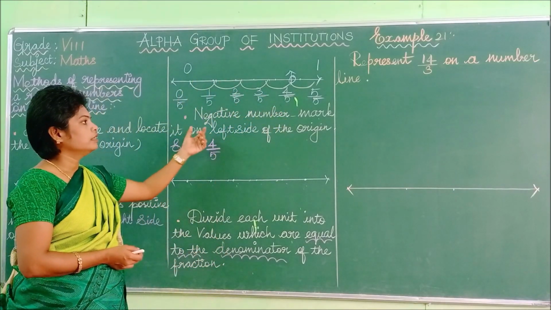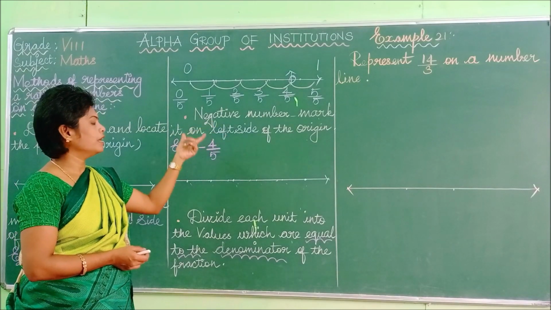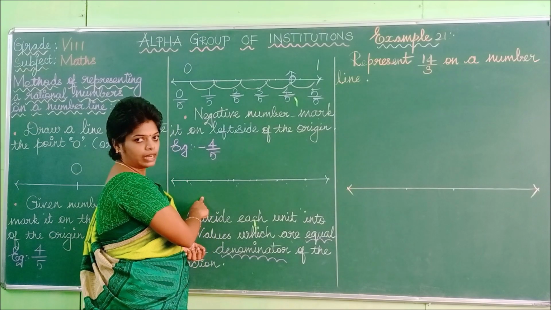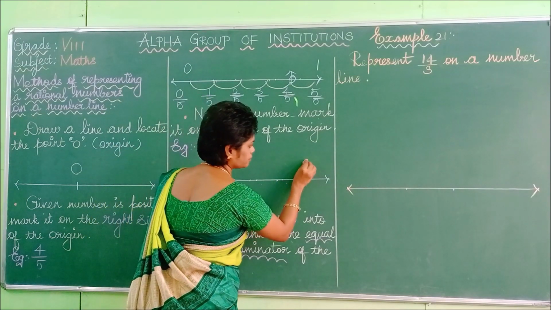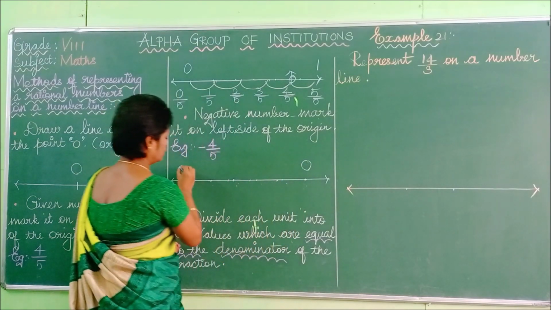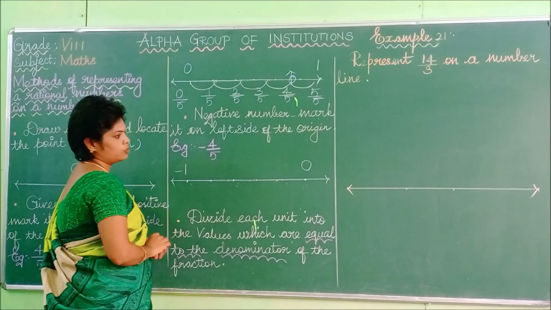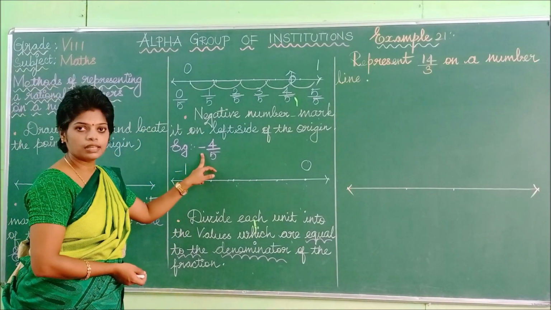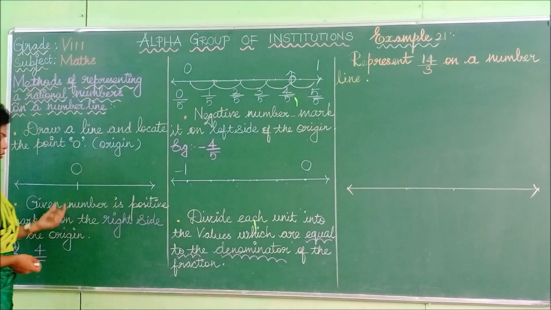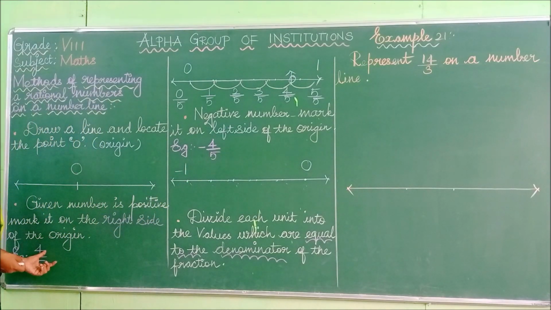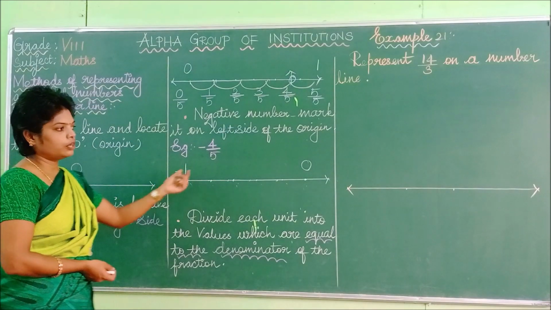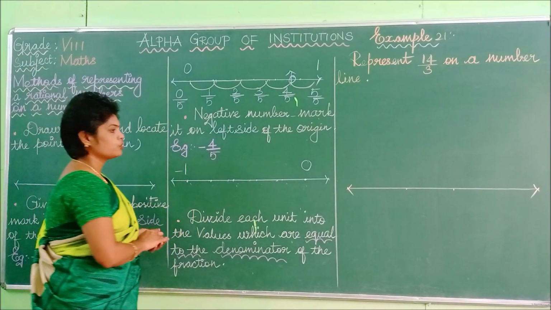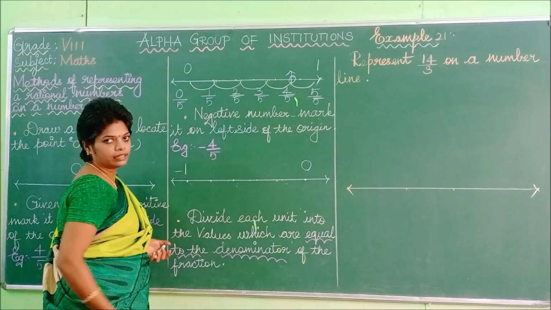Next, if the number is negative, mark it on the left side of the origin. So it is a negative value, and you can take 0 and -1. Why does it lie between 0 and -1? Because it is a negative value. If it is positive, it lies between 0 and 1. Since it is negative, it lies between 0 and -1. Using a similar model, we can write it.